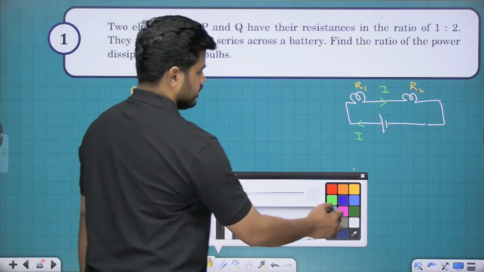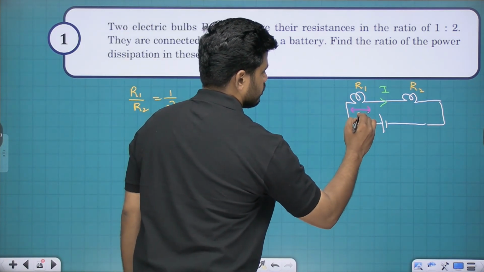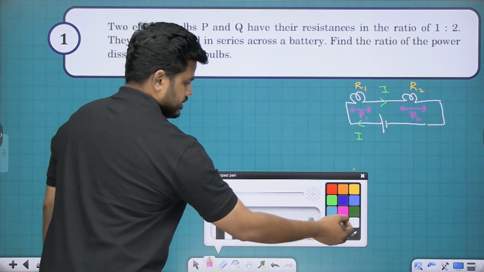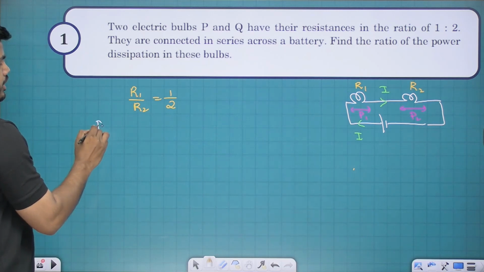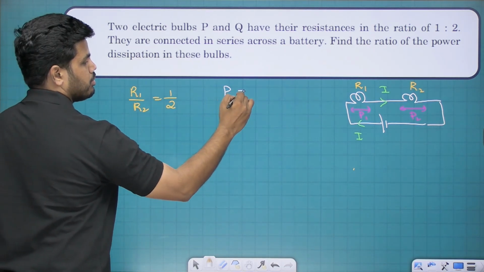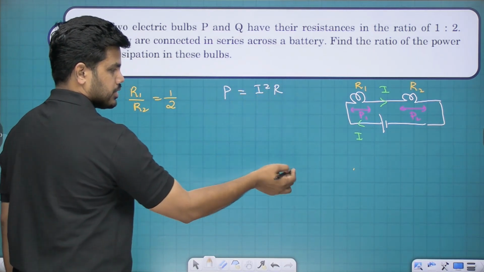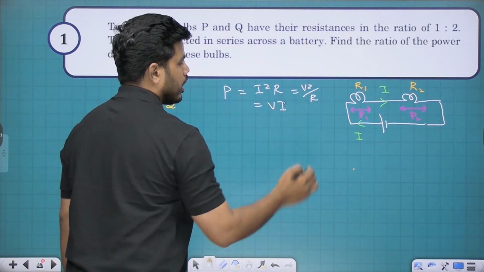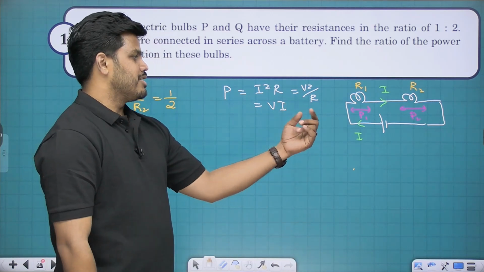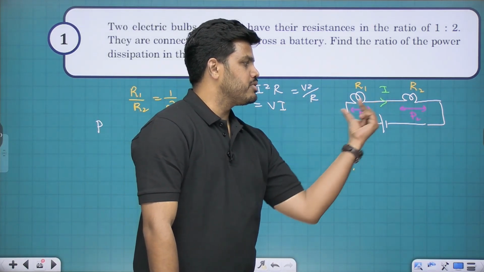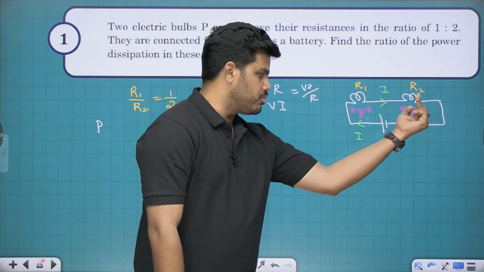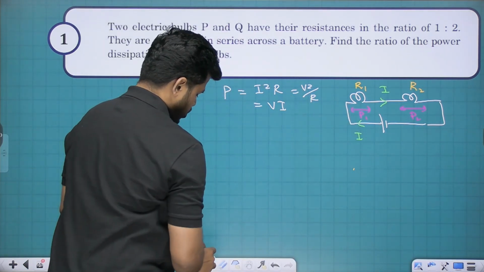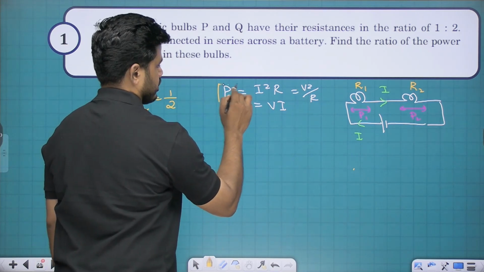How will you find the power dissipation? See, power in the first one is P1, in the second one it is P2. Okay, see, we have the equation for power, P is equal to I square into R, or it is V square by R, or it can be even V into I. Yes, so we know the potential across the 2 bulbs will be different. The total sum of the 2 will be the total potential applied. But current is the same for both. So let me prefer this equation, I square R.